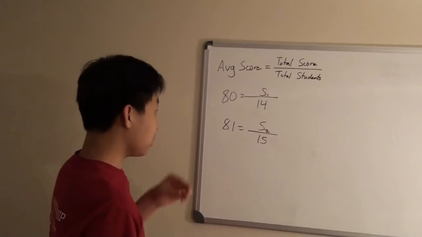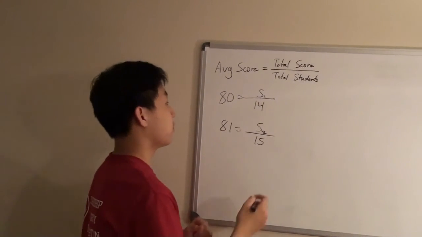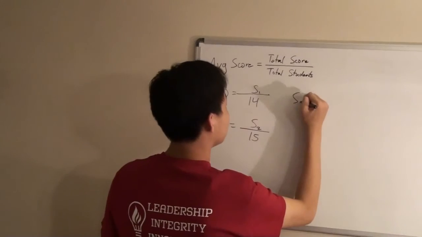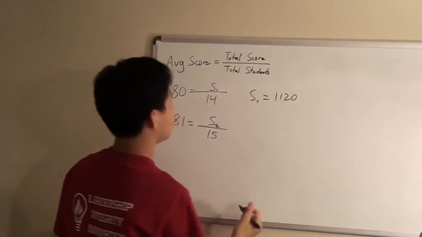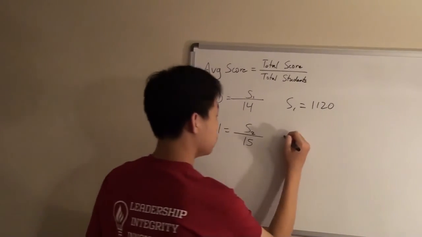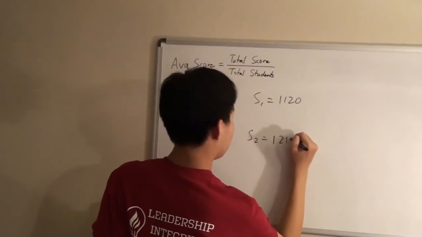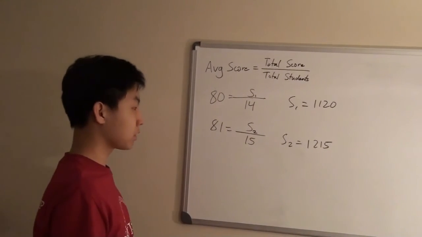Alright, so now we just solve for S1 and S2. S1 would be equal to 1120 after we multiply 14 to both sides, and S2 would be equal to 1215 after we multiply 15 to both sides.